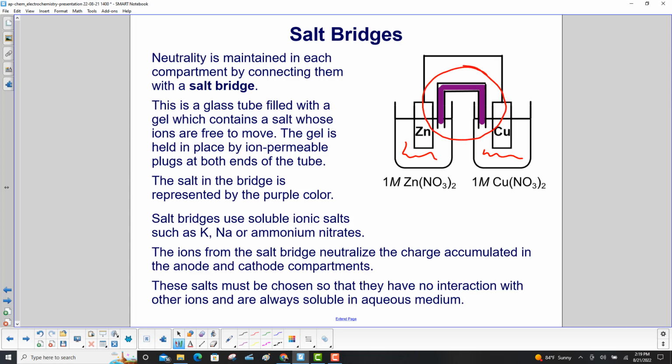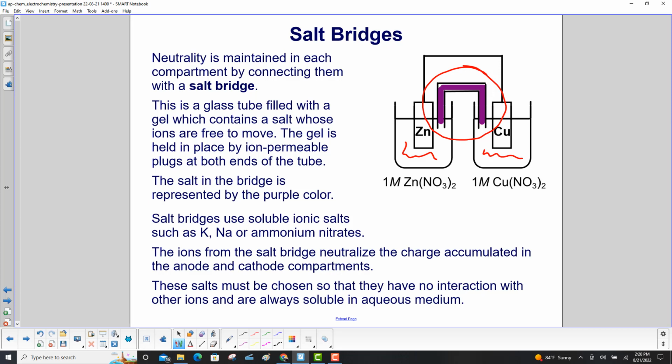This is a glass tube filled with a gel which contains a salt whose ions are free to move. The gel is held in place by ion-permeable plugs at both ends of the tube, so the gel can't escape, but ions can move back and forth. The salt in the bridge is represented by the purple color, which I already circled.